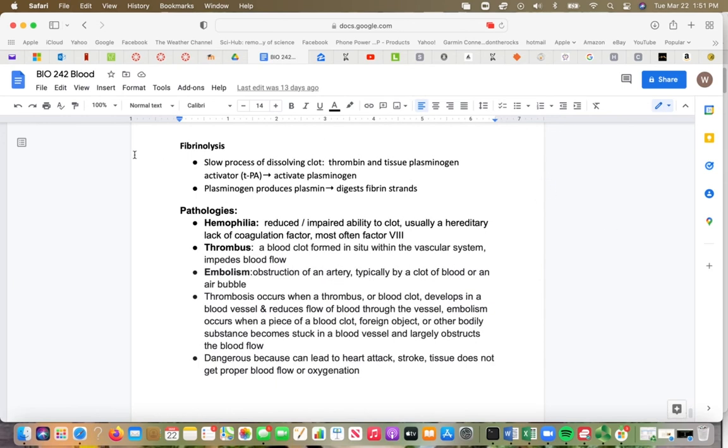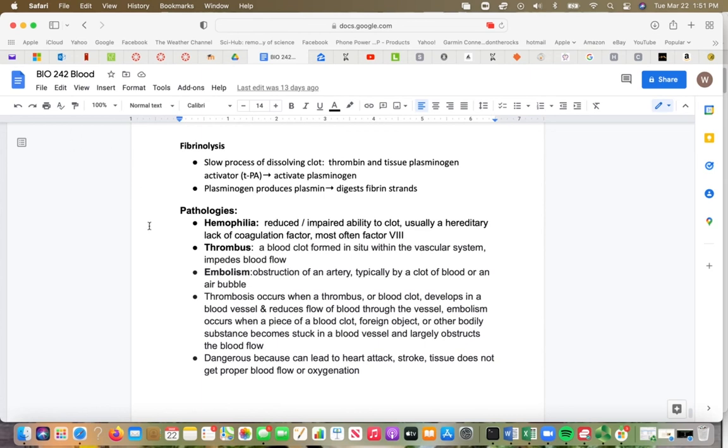So eventually you need to get rid of the clot. Fibrinolysis is that process. And you're going to have the thrombin and tissue plasminogen activator activate plasminogen that will produce plasmin to digest the fibrin strands.